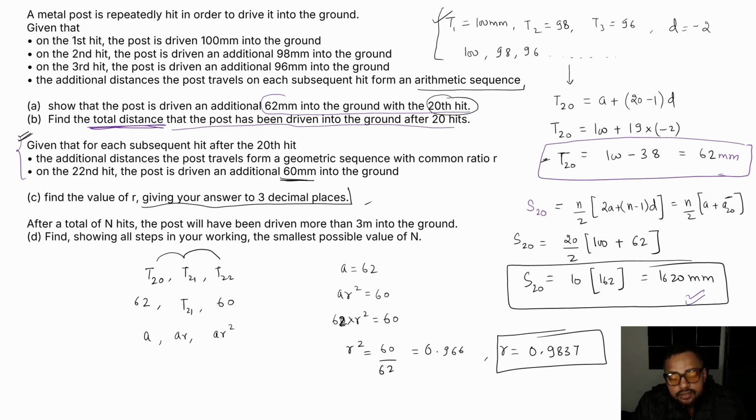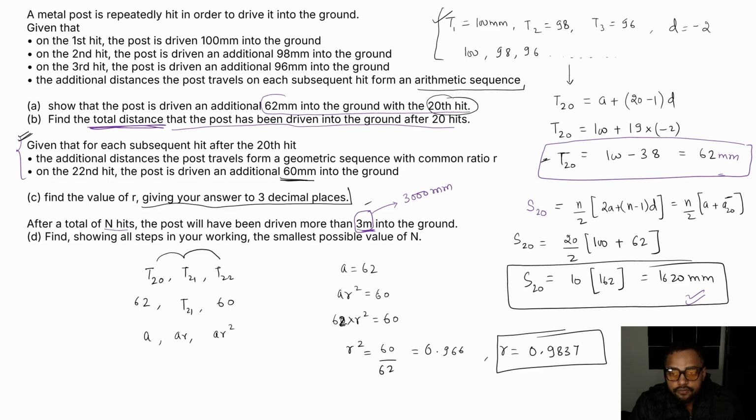In the next part, they have asked: after a total of n hits, the post will have been driven more than 3 meters into the ground. Find, showing all the steps in your working, the smallest possible value of n. Now see this part: 3 meters into the ground after a total of n hits. This is in meters, and we need to convert into millimeters. We will be getting 3000 millimeters.